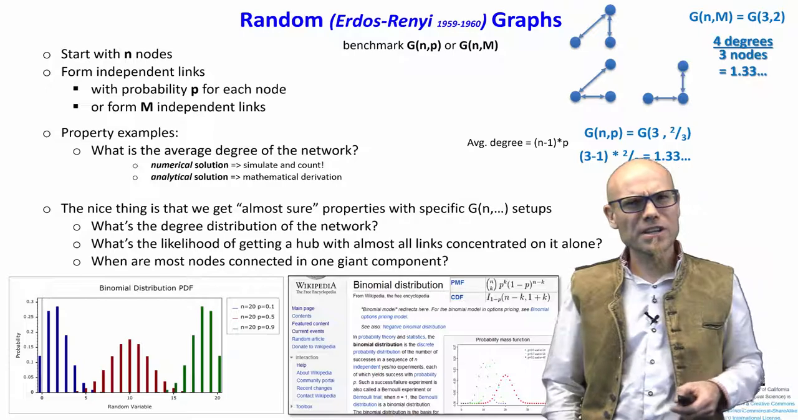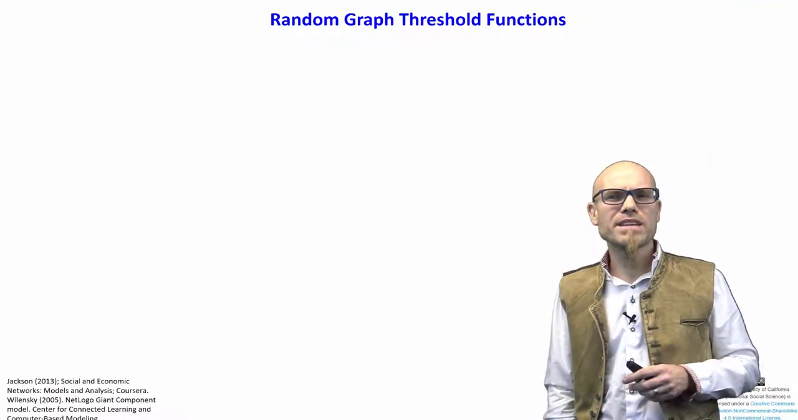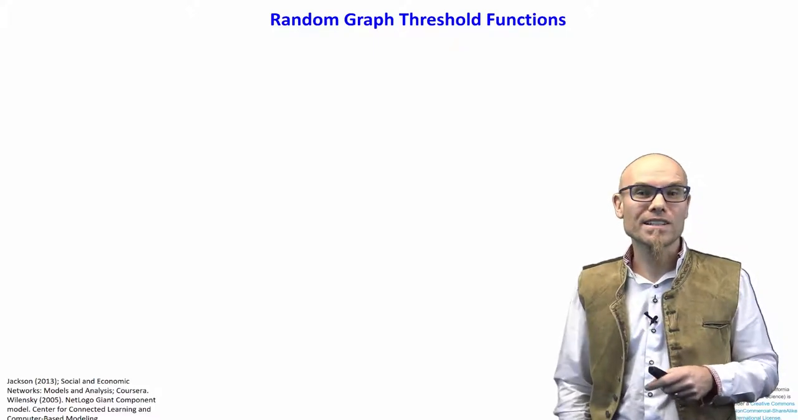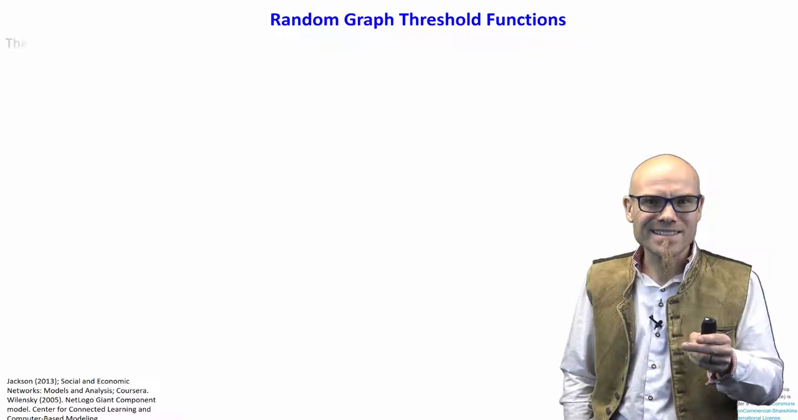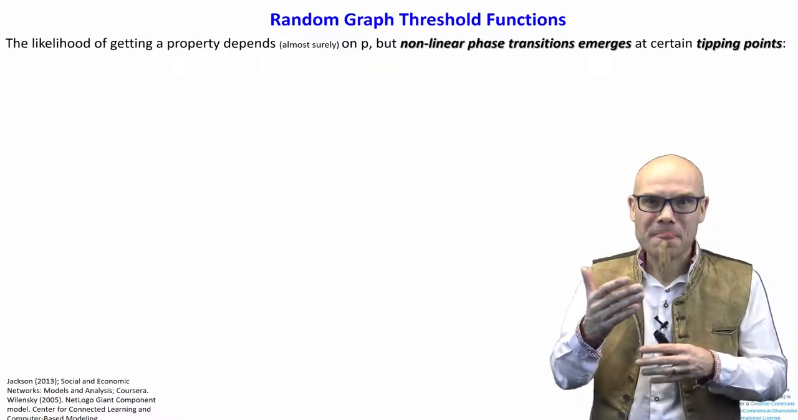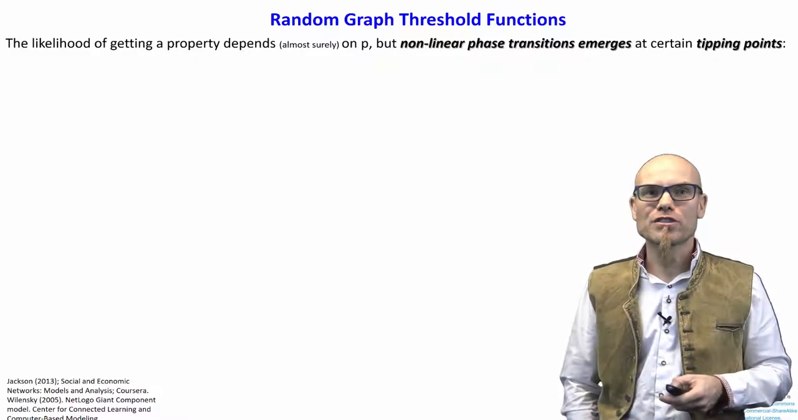Let's go into that question a little bit deeper, because it tells us something interesting about how these random networks behave. Often they have a threshold function. That means nothing happens for a long time, and then there are these tipping points, and suddenly something happens, right? So these are the tipping points, the threshold functions.